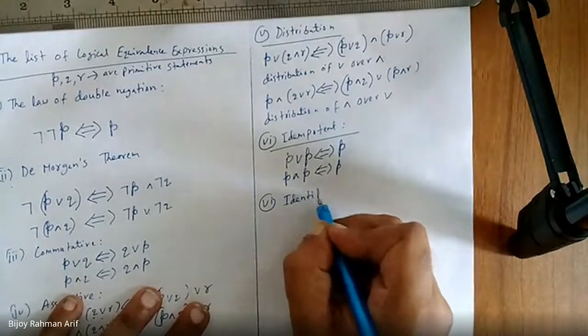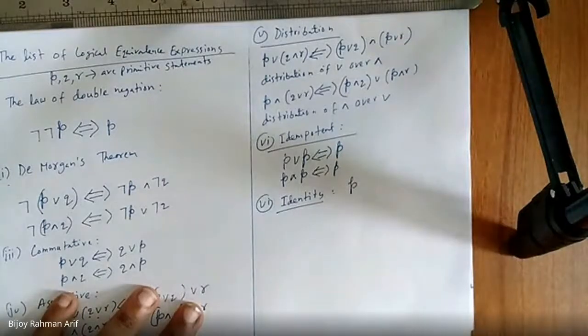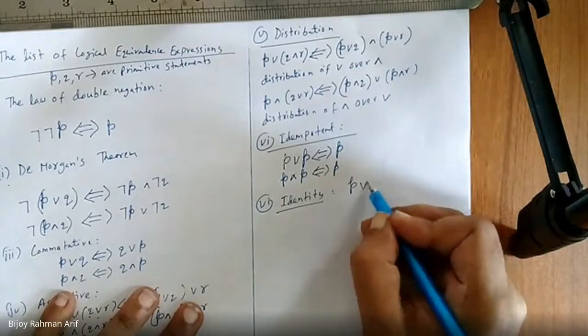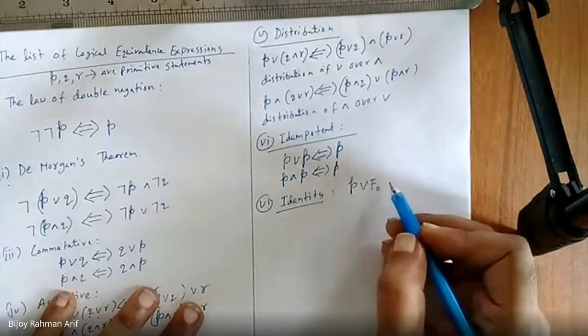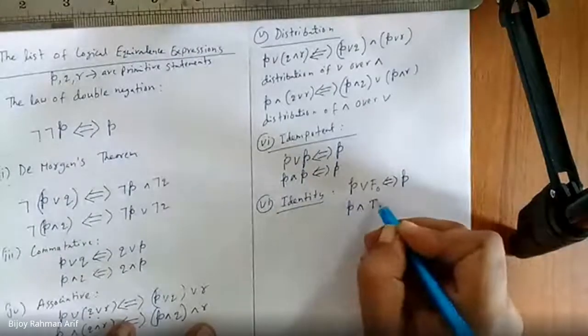Then number 7, identity. P or F not, then what would be the answer? P. Yes. And P and T not, what would be the answer? This is also P. It is P. Yeah.